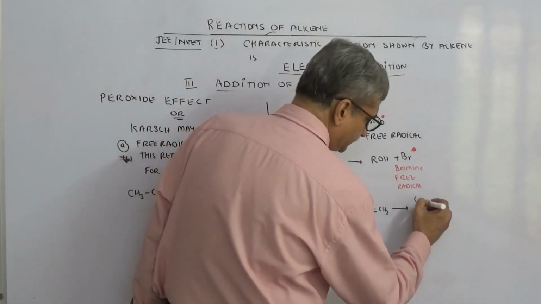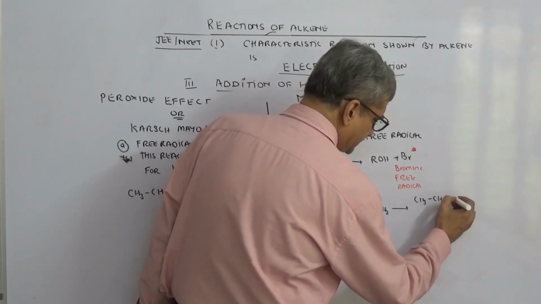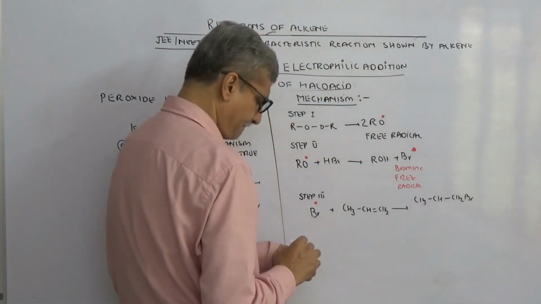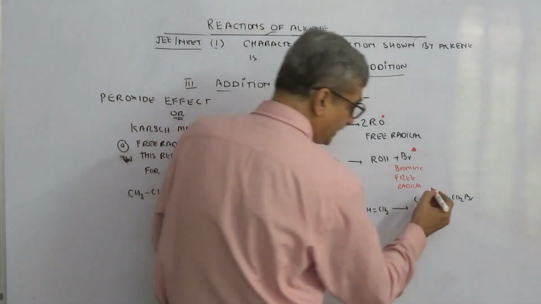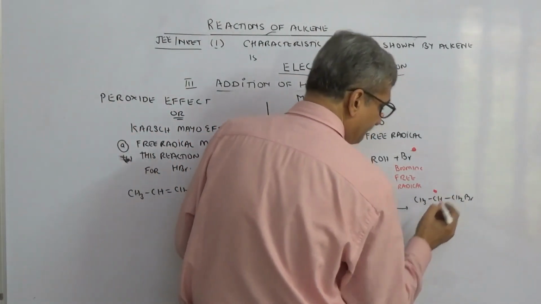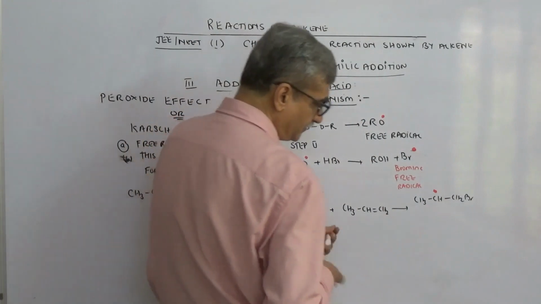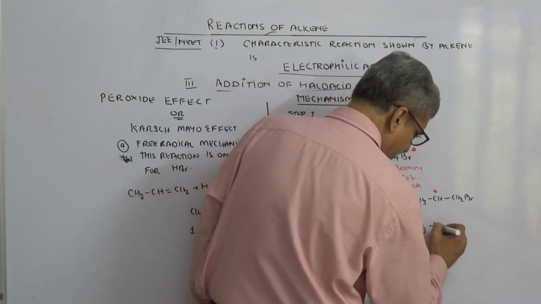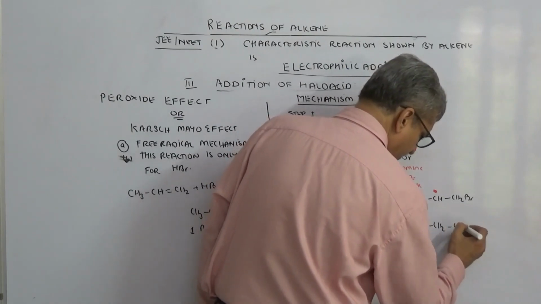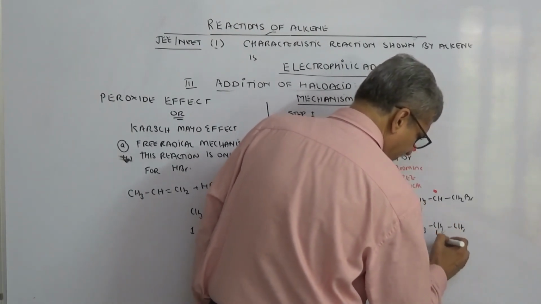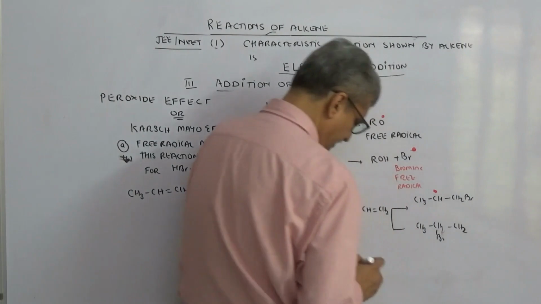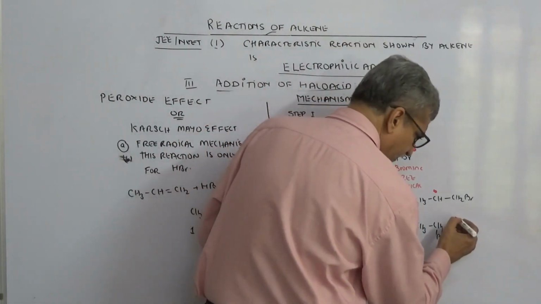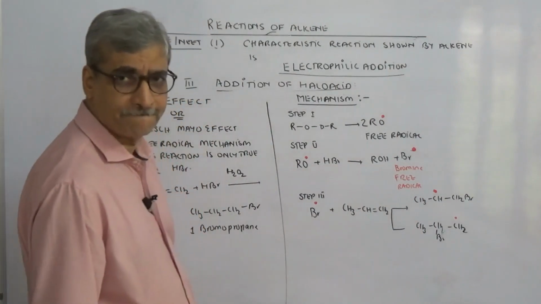You have CH3, CH, CH2Br, so you have a free radical here. Or the other possibility is you have CH3, CHBr and then CH2, so you will have your free radical, the electron, over here.